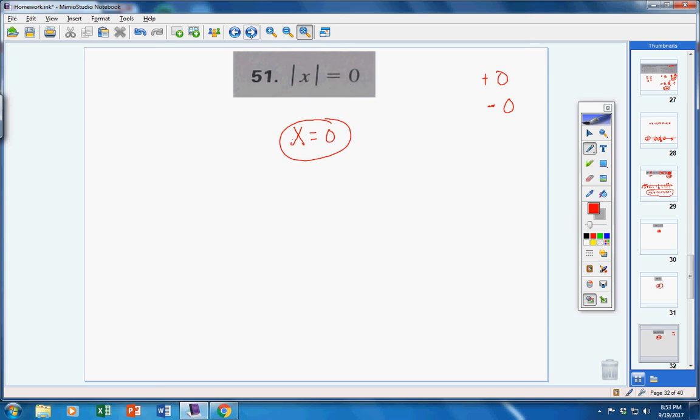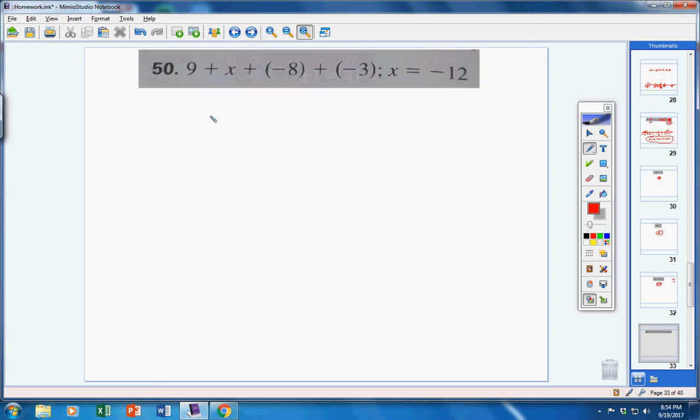Alright? Moving on to page 76, we're going to substitute negative 12 in, and then evaluate. So, bring down your positive 9, bring down your positive sign. Where the x is, put in parentheses, bring down your negative 12. Bring down your positive negative 8, and bring down your positive negative 3, okay?